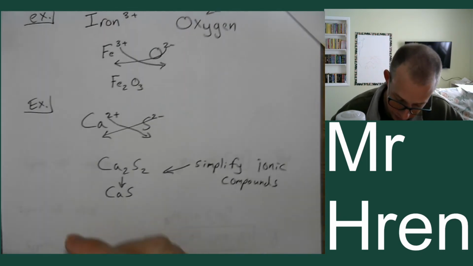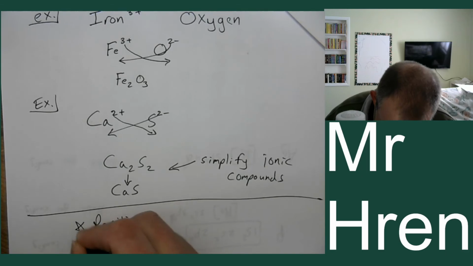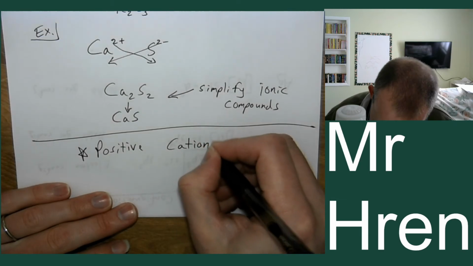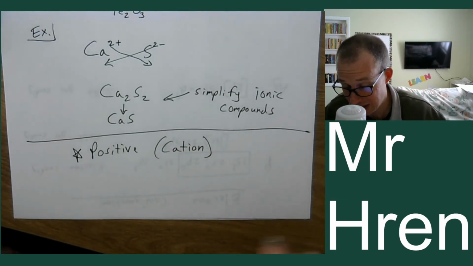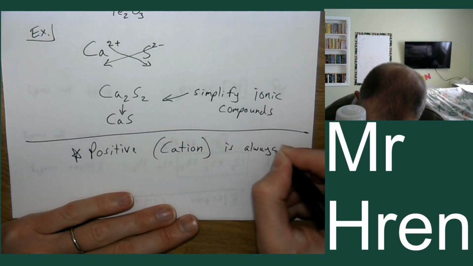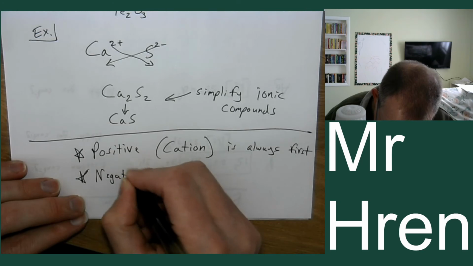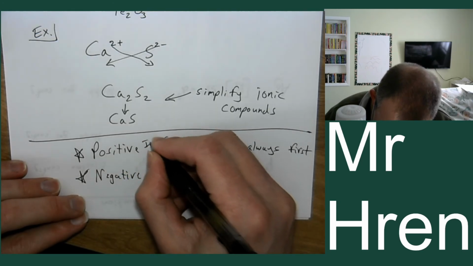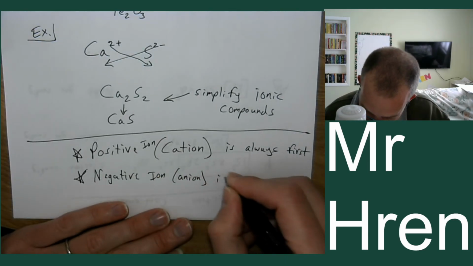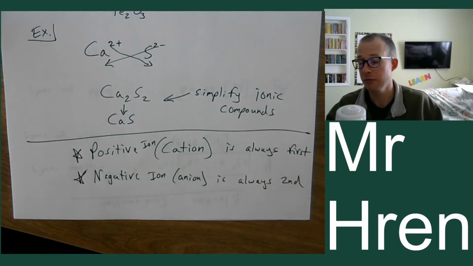All right. I'm going to make a little note of that right here. So the positive cation, that's what it's called. That's the name for it. It's a silly name. The positive cation is always first. The negative ion, which is called an anion, is always second. And it's very important you remember that when you do these problems.